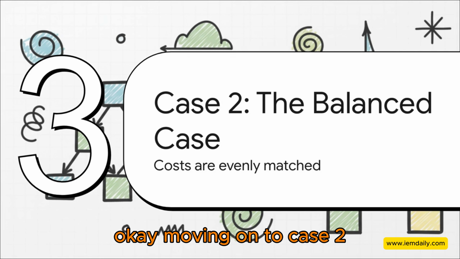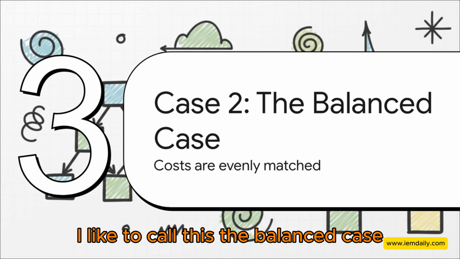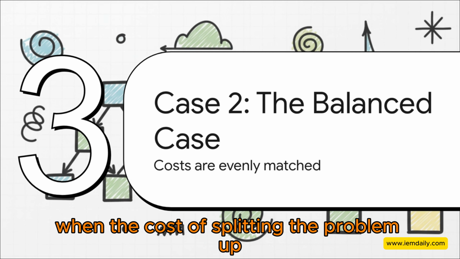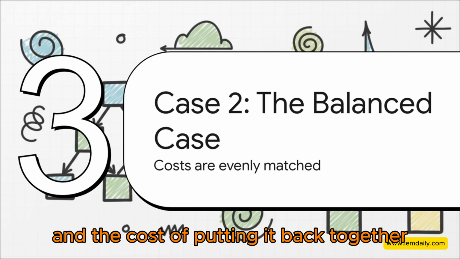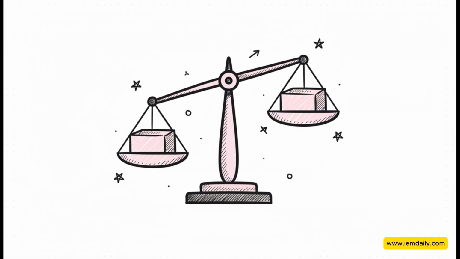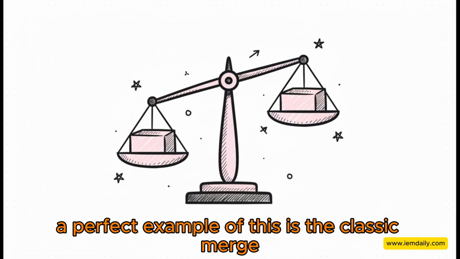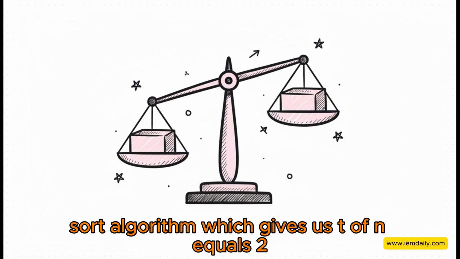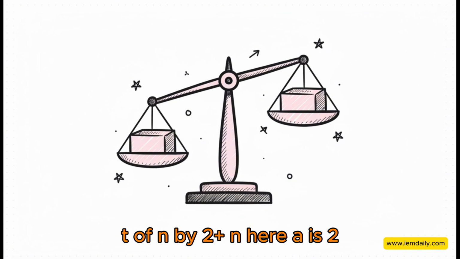Okay, moving on to case 2. I like to call this the balanced case. This is what happens when the cost of splitting the problem up and the cost of putting it back together are pretty much the same. They're perfectly matched, running neck and neck. A perfect example of this is the classic merge sort algorithm, which gives us T(n) = 2T(n/2) + n.